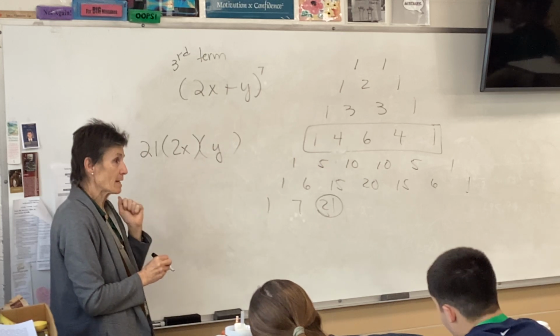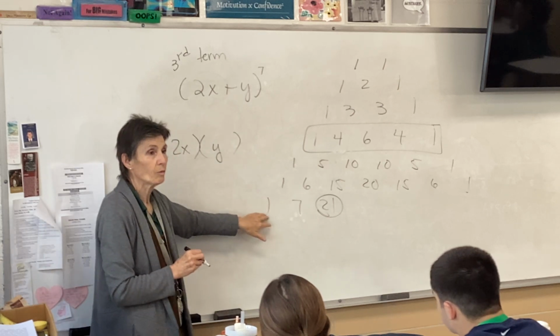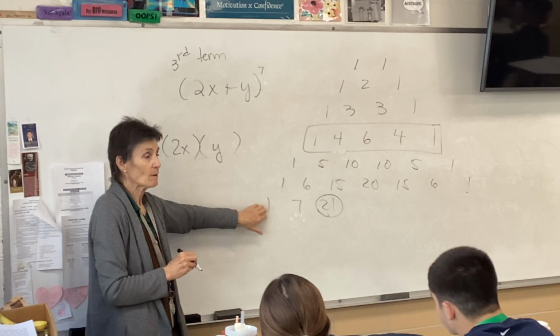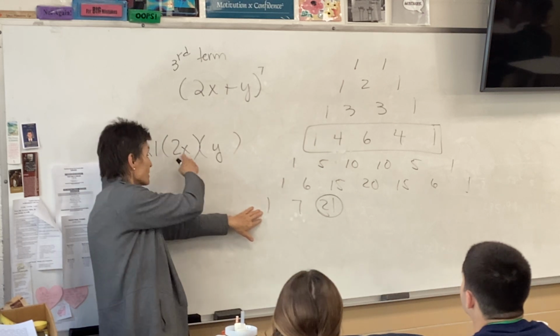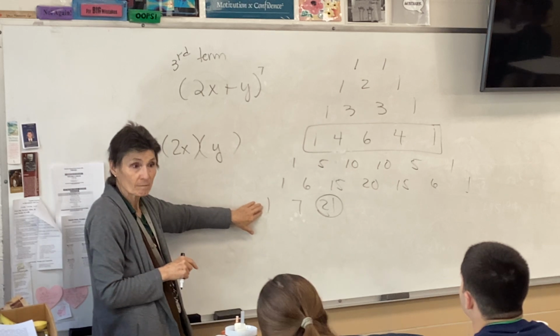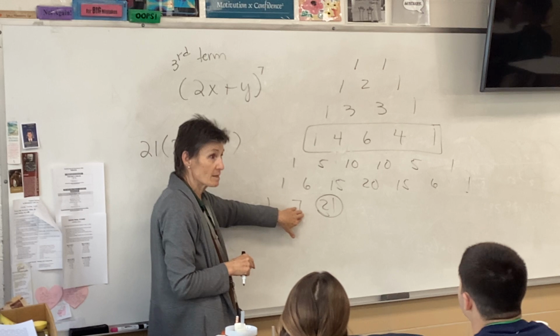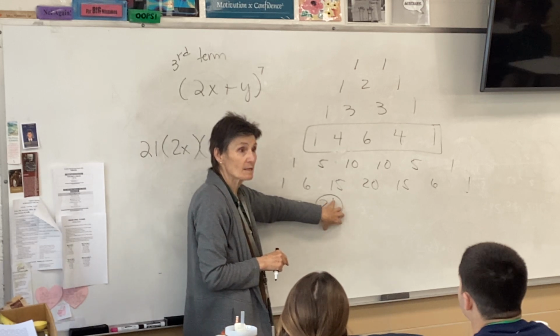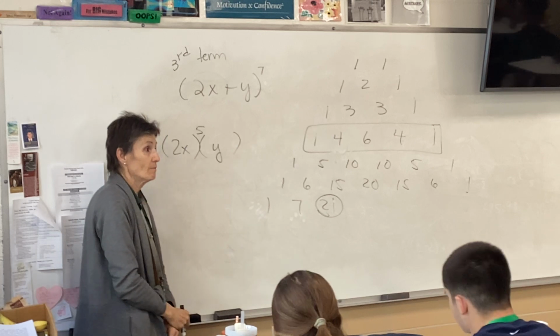And now I need my exponents. We're going to think. If I were doing the whole thing, if I were starting right here, what would be the power on my 2x term right here? It would be 7. So here it would be 6, and here it is 5. So the power on my x is 5.